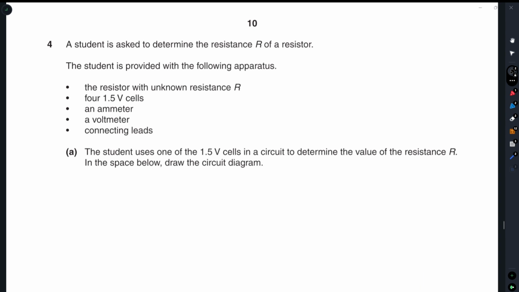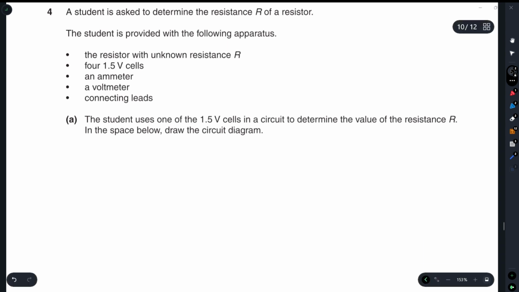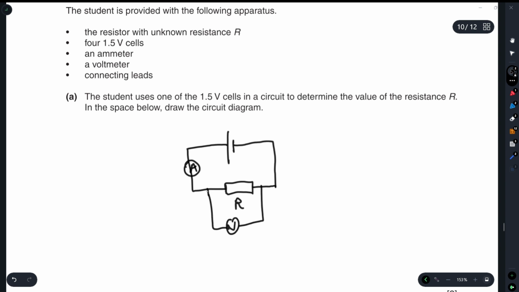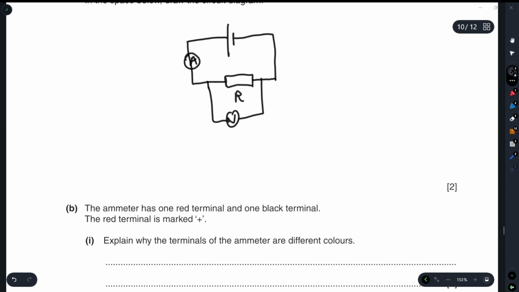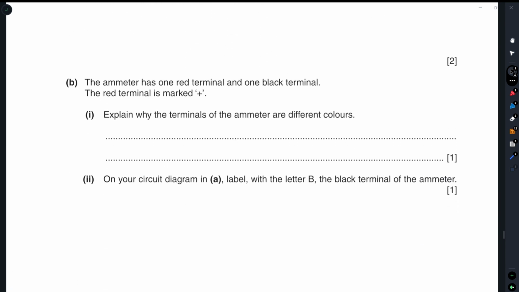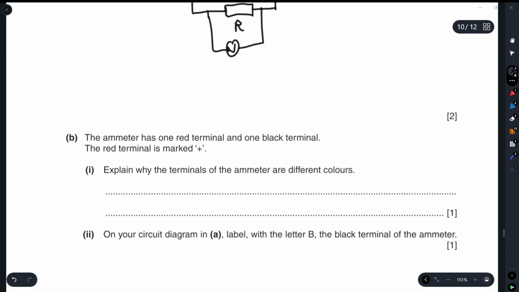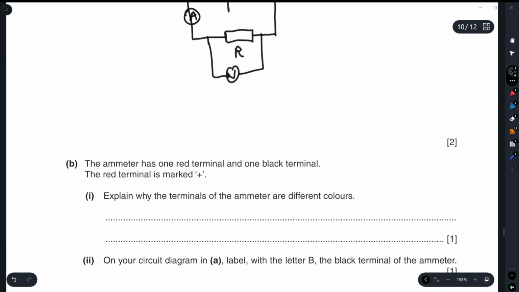Question number 4. Student is asked to determine the resistance of a resistor. Student is provided with the following apparatus: 1.5 volts cell, ammeter, voltmeter, connecting wires. ठीक है, तो 1.5 volt का एक cell है and you have a resistor R. Of course there's going to be an ammeter and then a voltmeter, even though voltmeter की ज़रूरत नहीं है. Why? Because we know that R is going to get the whole 1.5 volts. But still, कभी भी इस तरह से resistance की measurement निकालनी होती है, you need a reading for both current and potential difference. So it's better to get the voltmeter drawn as well.